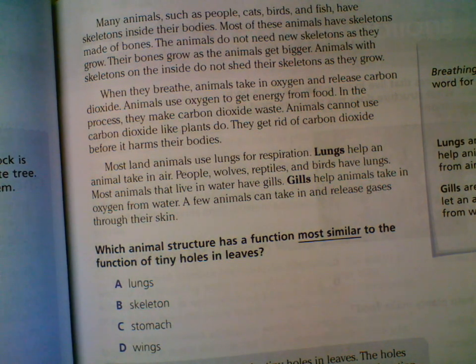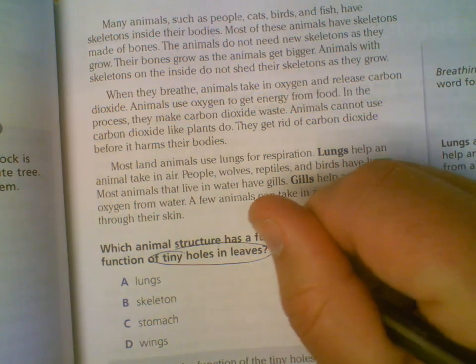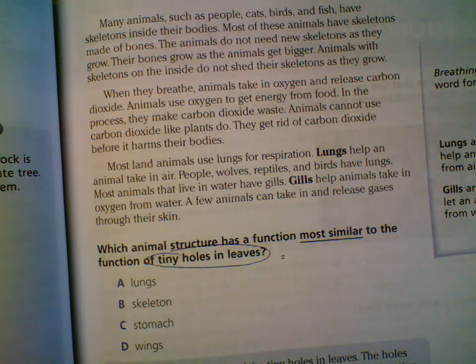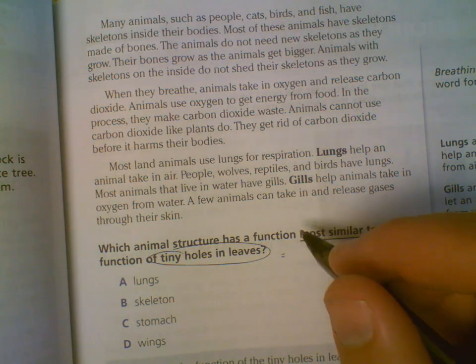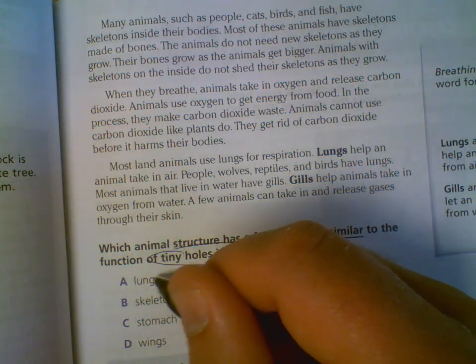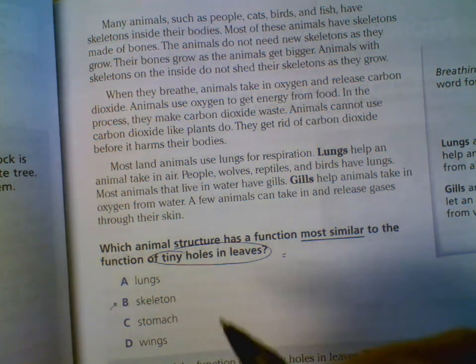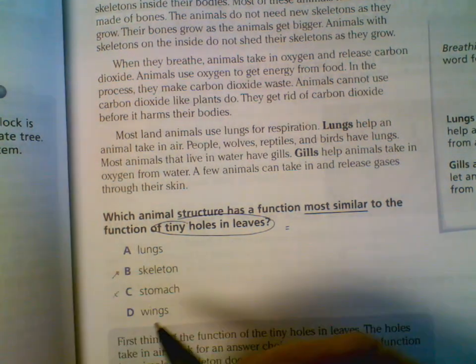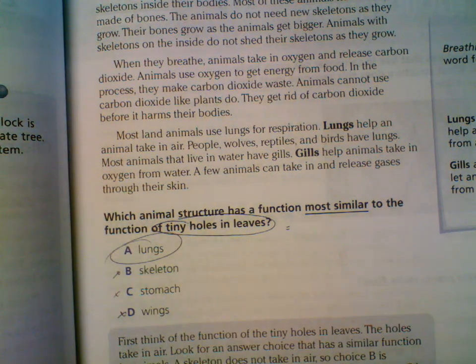Which animal structure has a function most similar to the function of tiny holes in leaves? Well, the tiny holes in leaves, don't they take in carbon dioxide and send oxygen back out? So I think they kind of help with breathing or respiration. So I think lungs sound good, but let me check them all out. I don't think the skeleton, that's kind of your framework, right? So I'm going to say no. Stomach is for digestion, for food. So I don't think so. Wings are for movement. I'm going to say no. Let's go back to lungs, okay?